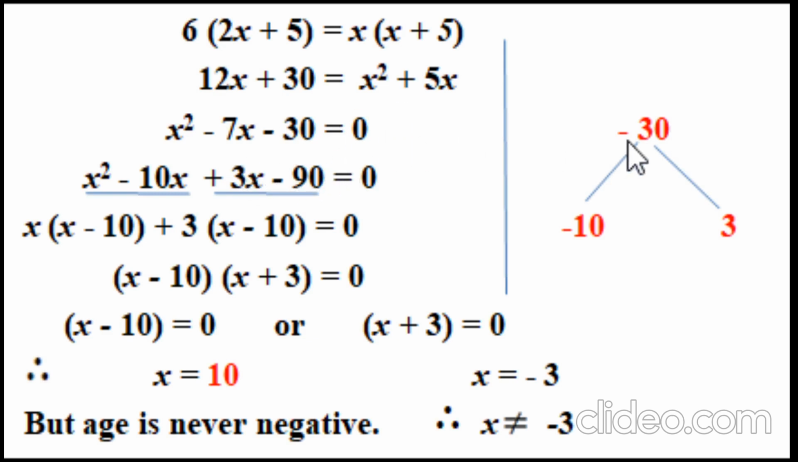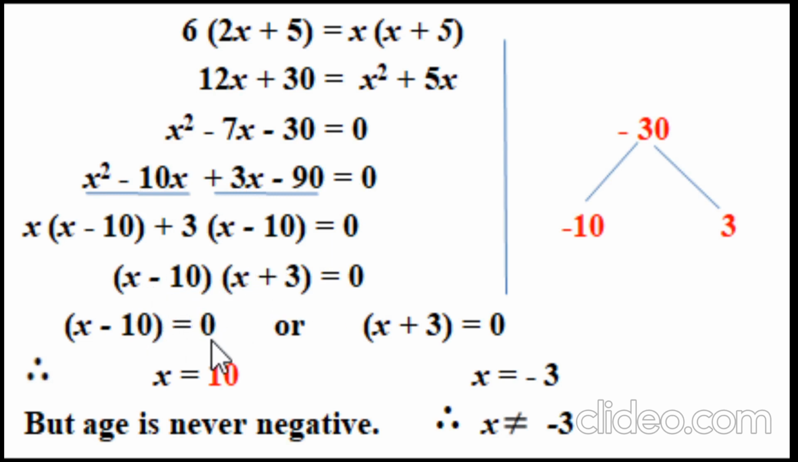This is the quadratic equation we got: x square minus 7x minus 30 is equal to 0. We need to solve it by using the quadratic factorization method. So the factors are minus 10 and 3. x square minus 10x plus 3x minus 30 is equal to 0. Here common is x, minus 10 remains. Here common is plus 3, x minus 10 remains. So we get x minus 10 in one bracket, x plus 3 in another bracket.